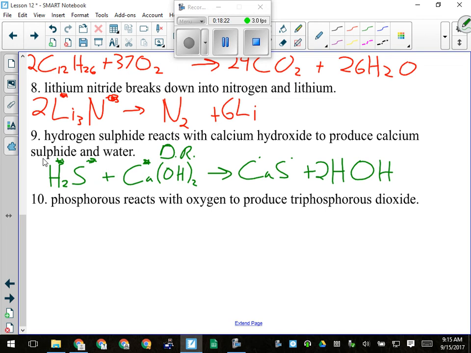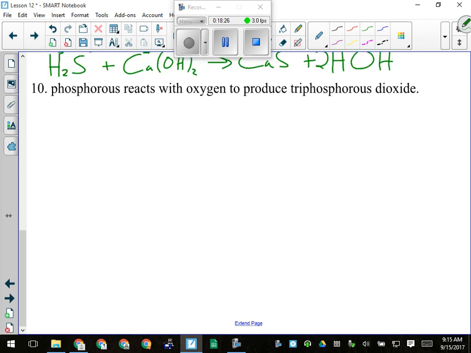And then for number 10, the whole purpose of number 10 is to remember the special elements. Is phosphorus special? Very, right? It's P4. And it reacts with oxygen, which is also special, O2. And that's going to produce triphosphorous dioxide.